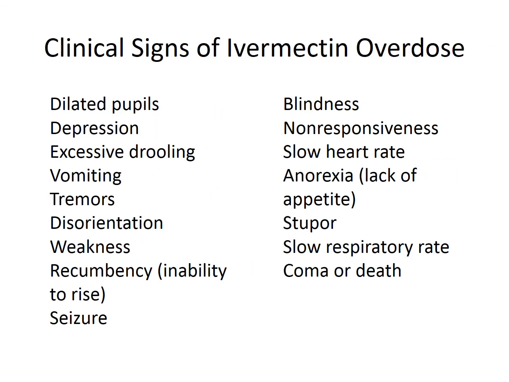And what will you see with ivermectin overdose? Well, you would see overactivity of the inhibitory neurotransmitter in the brain. And what you see is anything from depression, drooling, vomiting, to weakness, to being unable to get up, to seizures. Eventually it can be as bad as causing coma or death. And so you will see depression of activity from the brain.